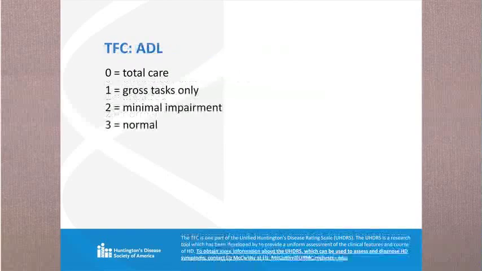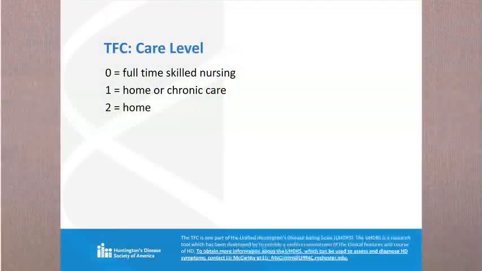And on the ADLs, this is again from 0 to 3. 3 is normal. 2 is minimal impairment, so perhaps they need help with buttons or tying their shoes. Grade 1 is gross tasks only, so they can get their shirt on, they can get their pants on. That's really about it. They need help with everything else. They need help showering. So this is the type of questions that you want to ask when you're assessing activities of daily living. And care level is a 0 to 2 scale. It's either at home, home or chronic care, and this is where someone might need 24-hour supervision, for example, but can be at home and may have some functioning around the house. And grade 0 is full-time skilled nursing.